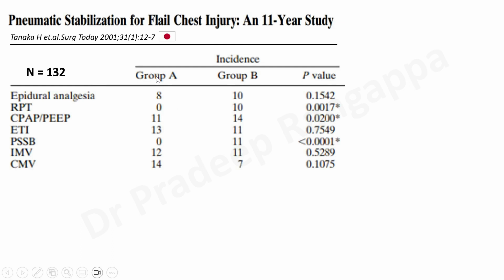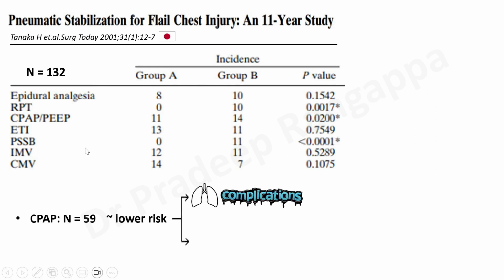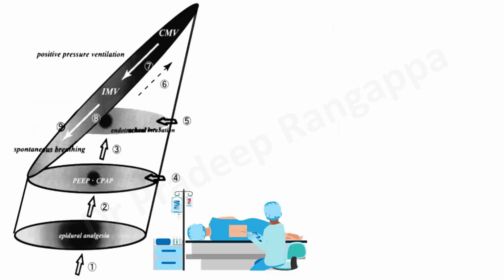As you see, the group A patients were intubated and mechanically ventilated, and group B were patients who were on NIV. And as you see, they have given different modalities: epidural analgesia, respiratory physical therapy, CPAP and PEEP, endotracheal intubation, and intermittent mechanical ventilation. They found in the 59 patients who received CPAP, there was a lower risk of lung complications and a lower risk of them needing intubation and mechanical ventilation.